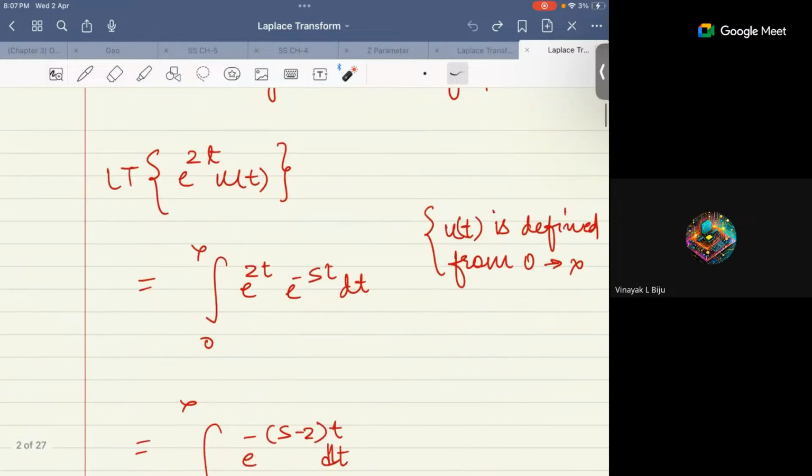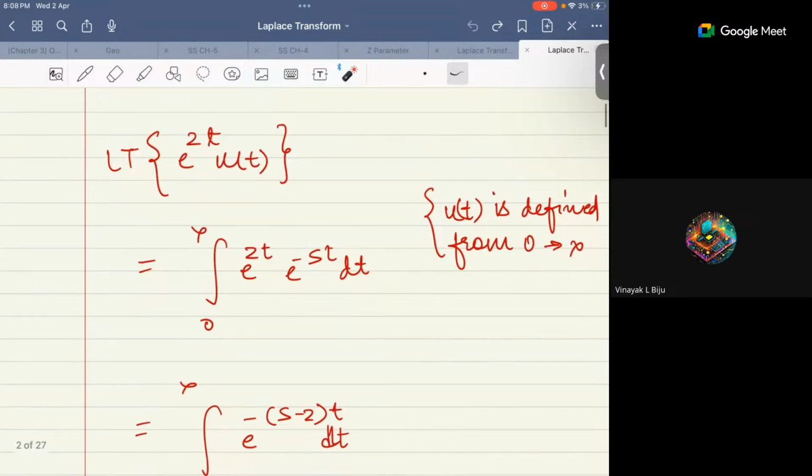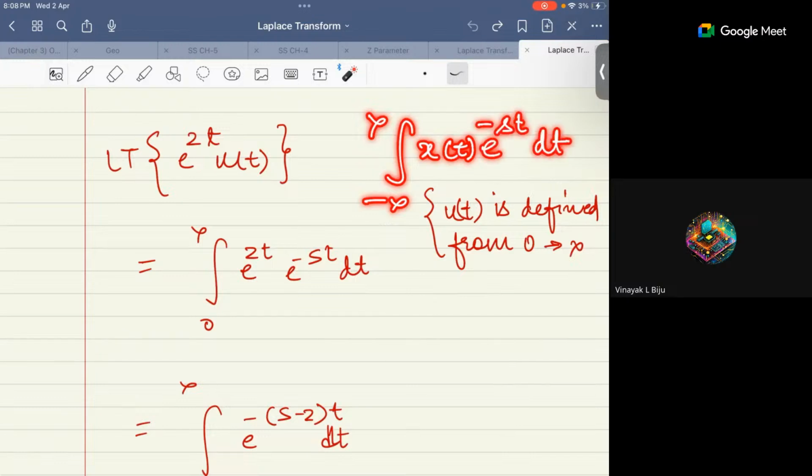For example, you have a signal e to the power 2t u(t), right? And you have to calculate the Laplace transform for this, since you were not able to calculate the Fourier transform for e to the power 2t. Now we try to calculate the Laplace transform. The formula is pretty simple: integral from minus infinity to infinity of x(t), whatever signal has been given to you, times e to the power minus st dt. We'll come to know that there are bilateral and unilateral Laplace transforms also, but mostly you'll just deal with the bilateral, both sides from minus infinity to infinity.